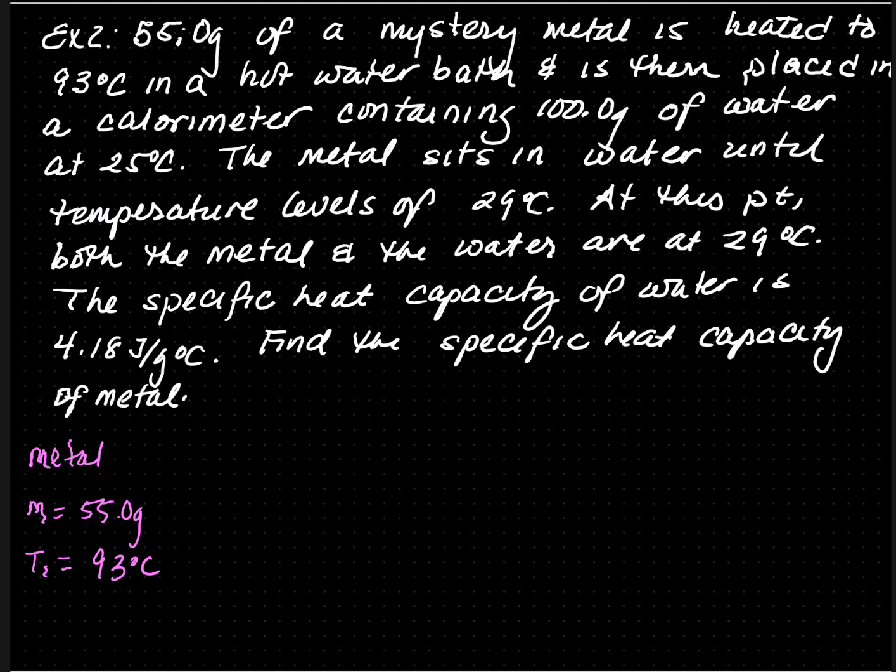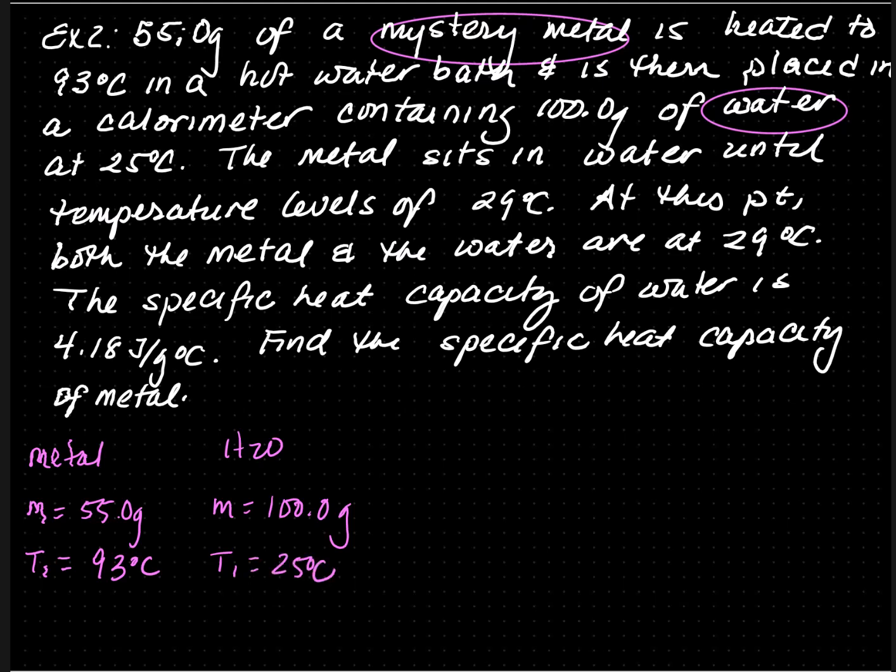So I know this is going to be Q hot equals Q cold, because we have two substances. One is the mystery metal, and the other one is water. So we know the mass of the water is 100 grams, and it has an initial temperature of 25 degrees Celsius. And the metal sits in the water until the temperature levels off at 29 degrees. So that's my final temperature for both. Remember, they have to reach thermal equilibrium.